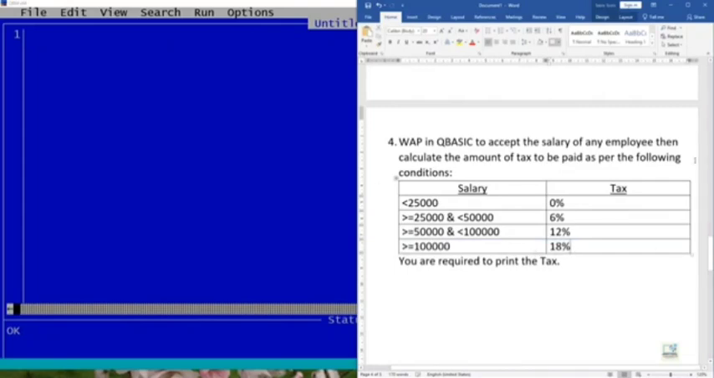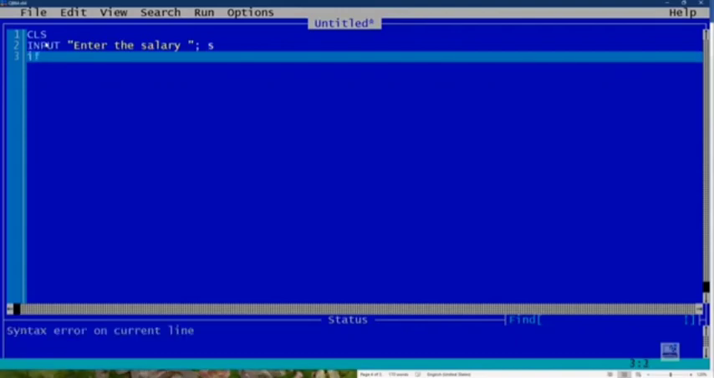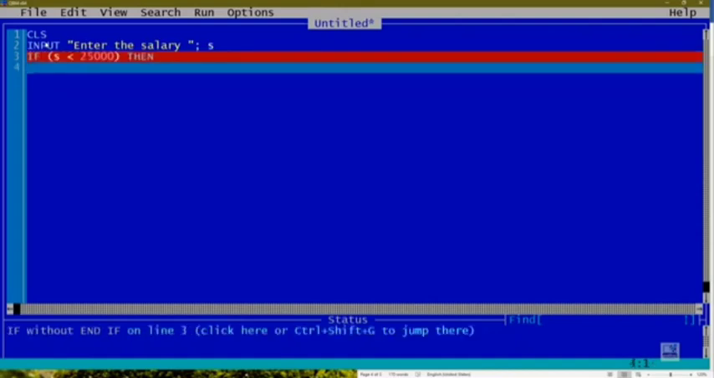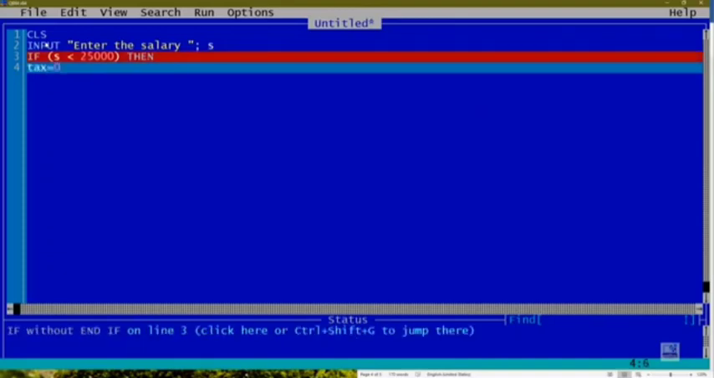This type of question is known as slab based question. Okay, these are the slab, these are the conditions given. We can start now. CLS, what we need to take input? We need to take input the salary. Enter the salary. Okay. S, let us take. So if the salary is less than 25,000, first condition, then you need to calculate the tax 0%. So I can write tax equal to 0. No need to write tax equal to 0 by 100 into salary. No. Simple write tax equal to 0.